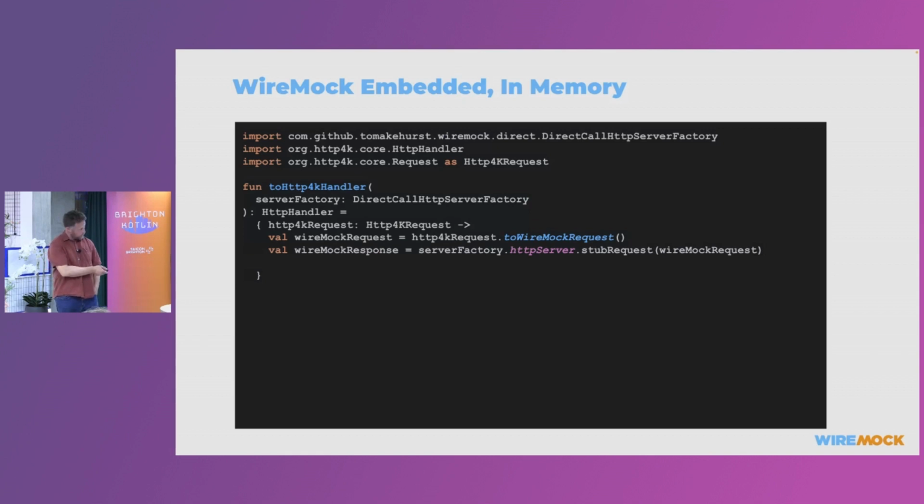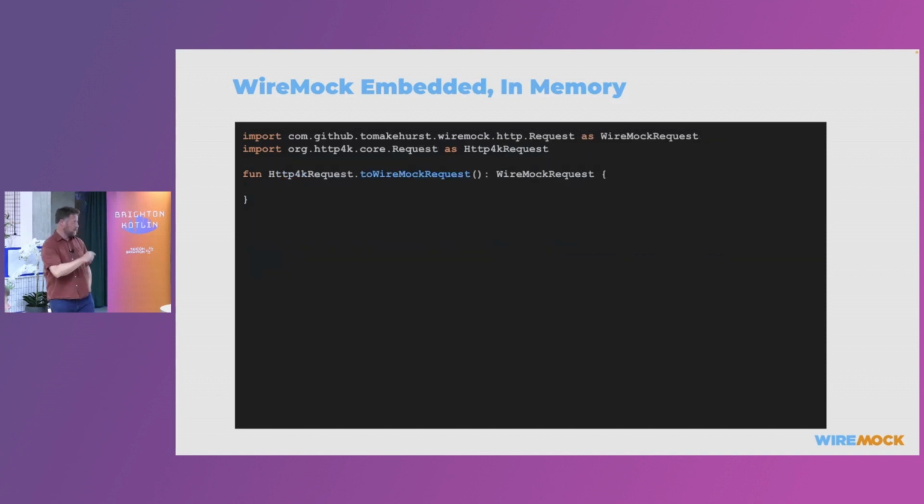And then we can pull out the HTTP server from the server factory. It only ever creates one. And we can call stub request on it, which is essentially its way of getting back a response from WireMock. That's going to do exactly the same thing as when you called it over the wire. It's going to do all of the same matching logic to find the correct stub, to build the correct response and pass it back as a WireMock response. And then all we need to do is convert that into an http4K response. So obviously there are two big methods in there: the one that turns the http4K request into a WireMock request and the one that turns the WireMock response into an http4K response.